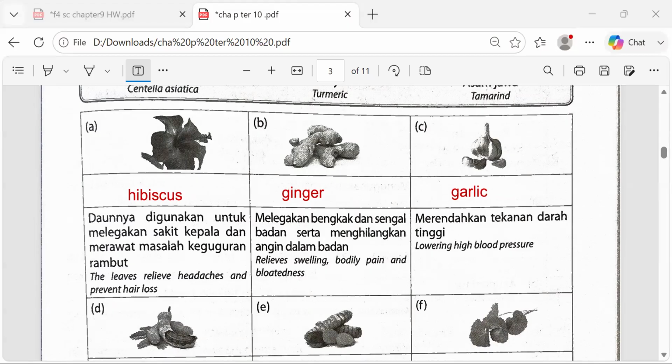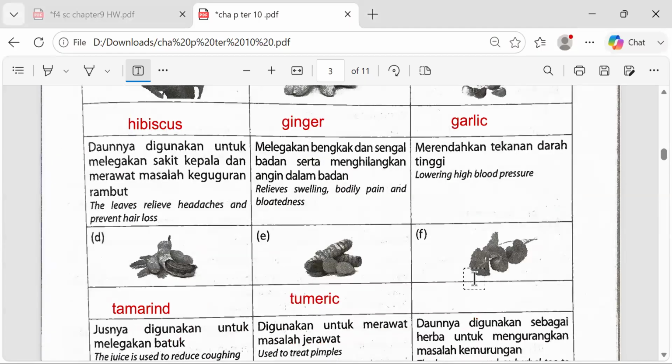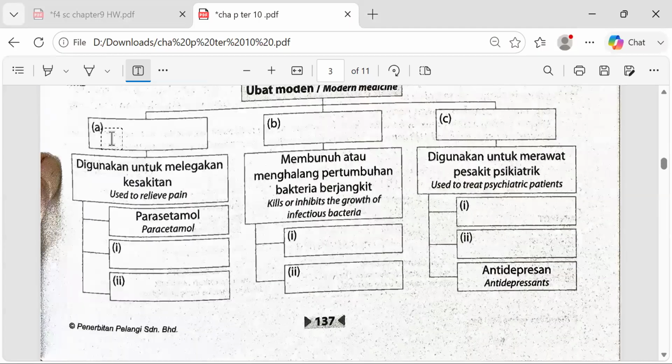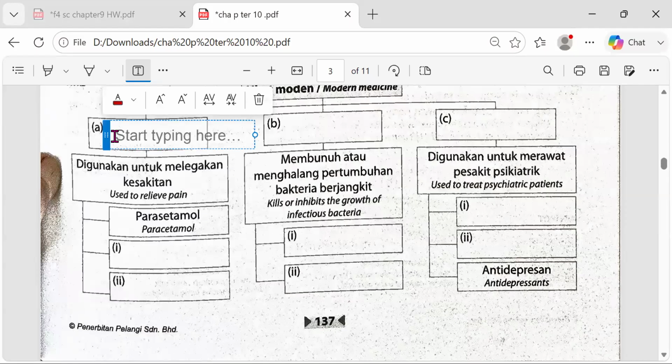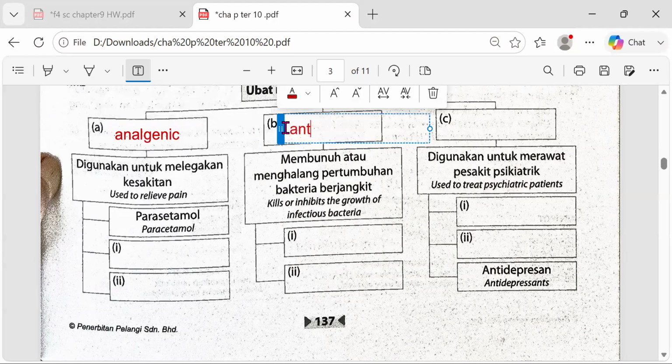It's a kind of herb. Apparently. This one is analgesic. How do you know? Because I just told you. This one is antibiotic. And this one is psychotherapeutic.